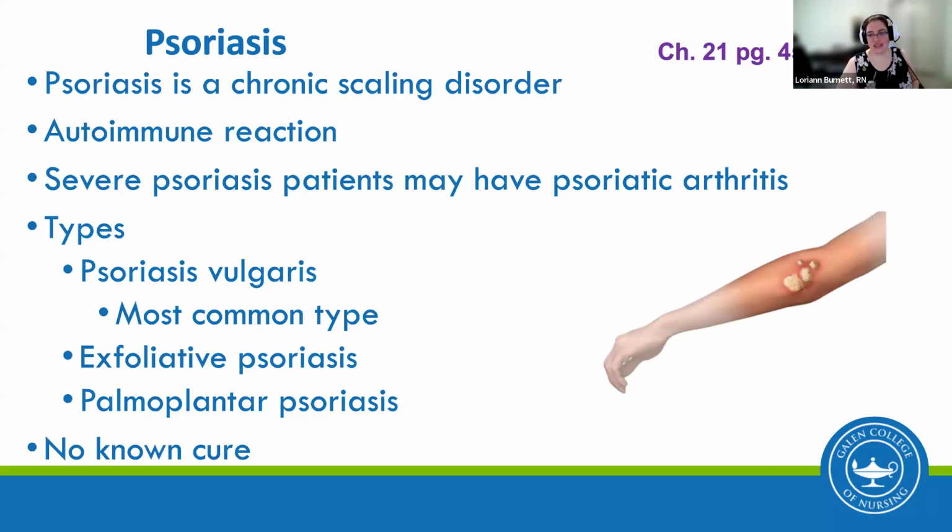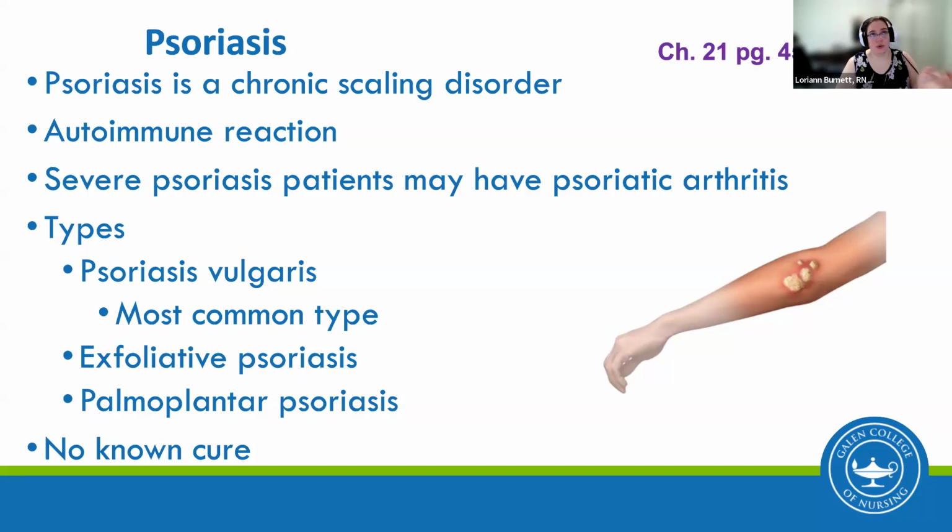So, your immune system is attacking your skin cells. Again, since it's autoimmune, severe patients will actually have where it goes from attacking the skin cells to actually attacking the bones, and you can have psoriatic arthritis. There's three types of psoriasis. Psoriasis vulgaris, which is a really mean way to just say ugly, because vulgar, ugly, and it comes from the Latin term. So this is the most common type.